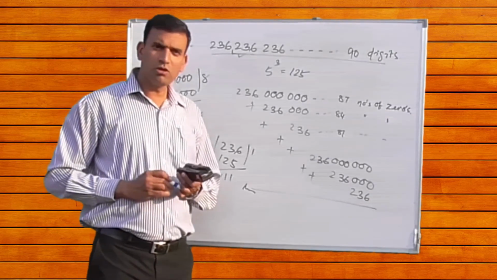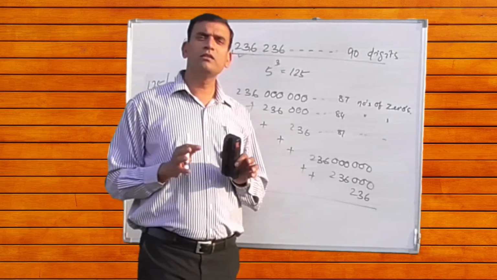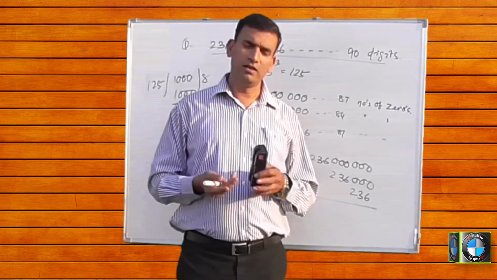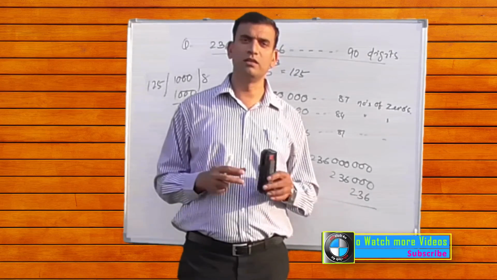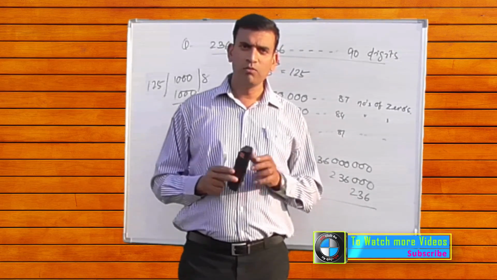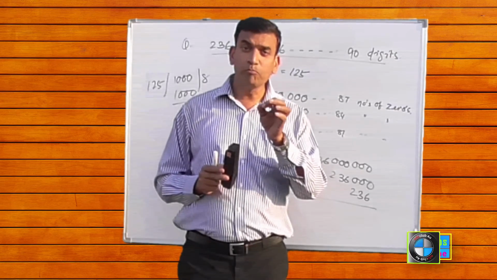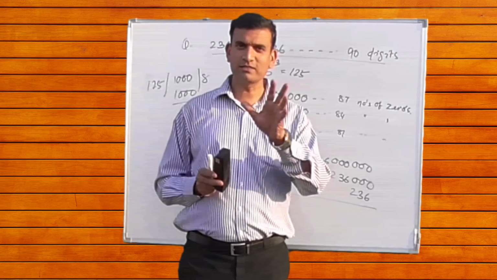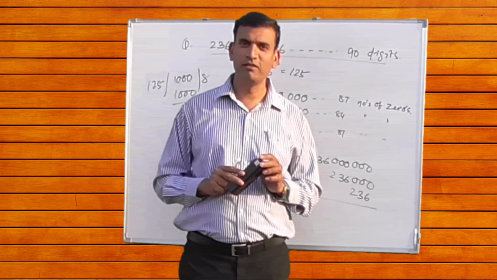So whenever the divisor is 5 to the power n, it is quite easy to get the result. In the next video, we will try to find some complex examples where the divisors are not 5 to the power n.